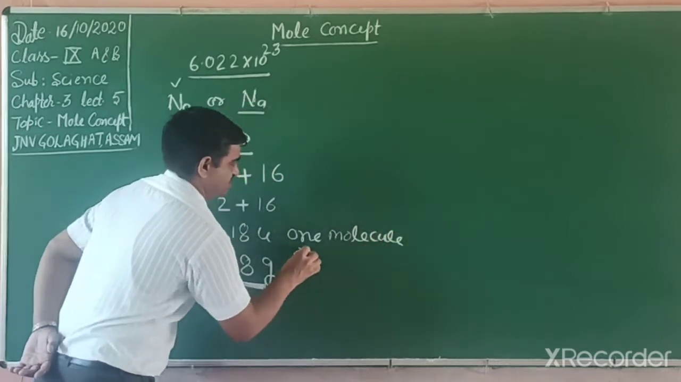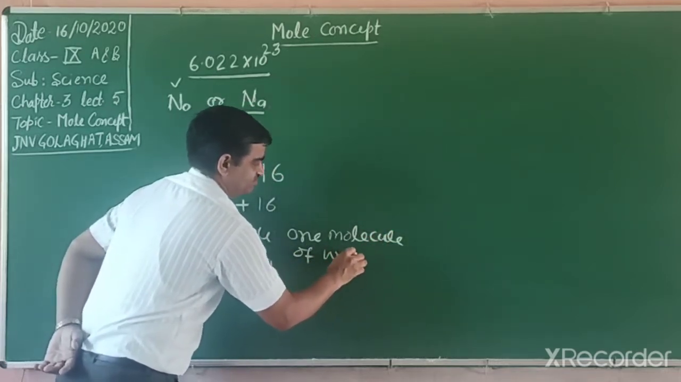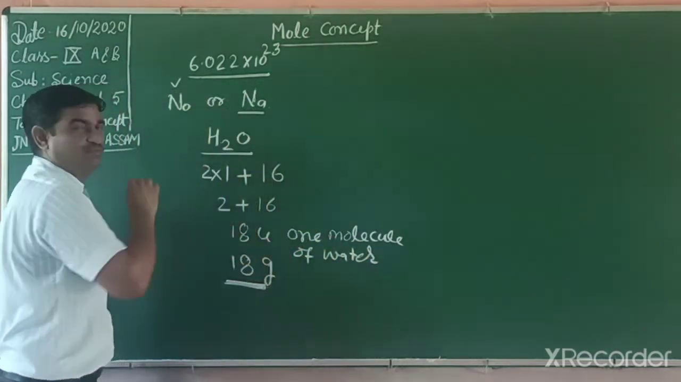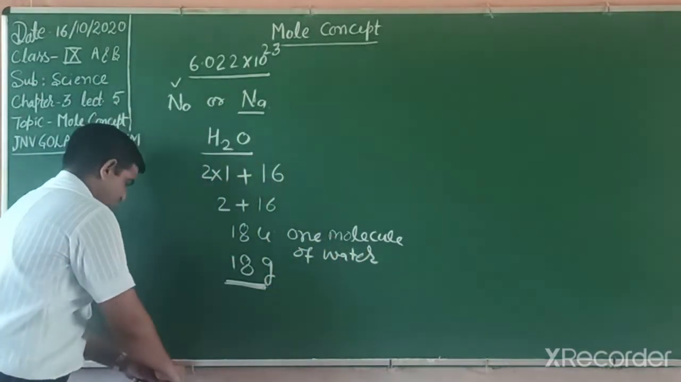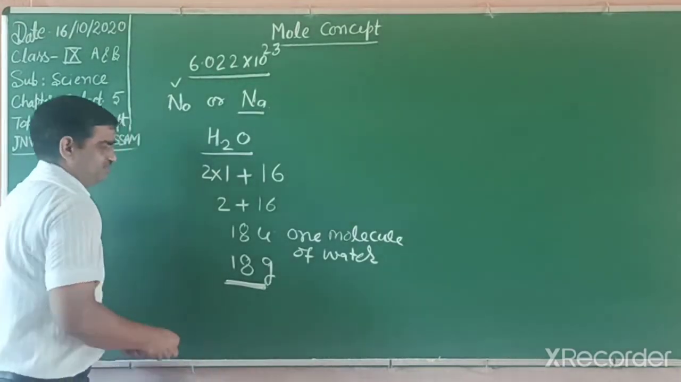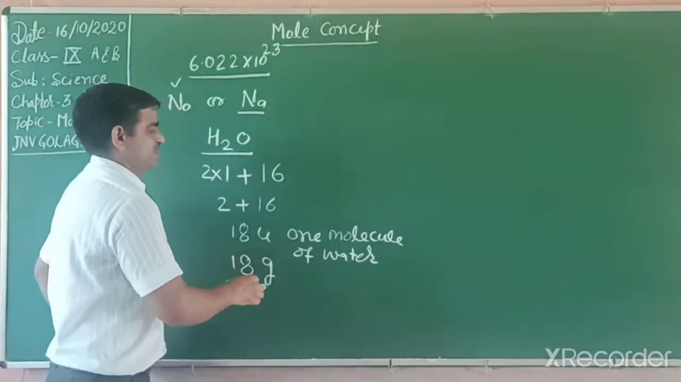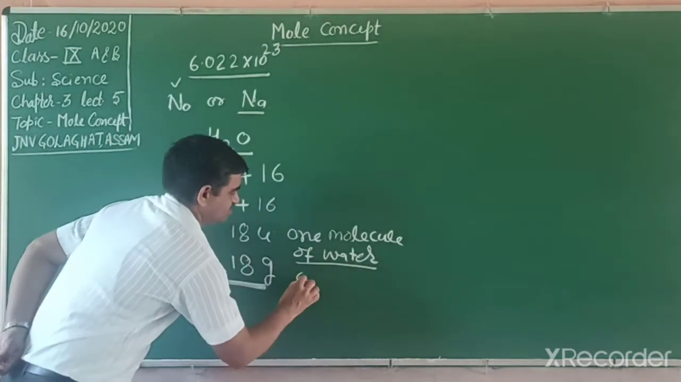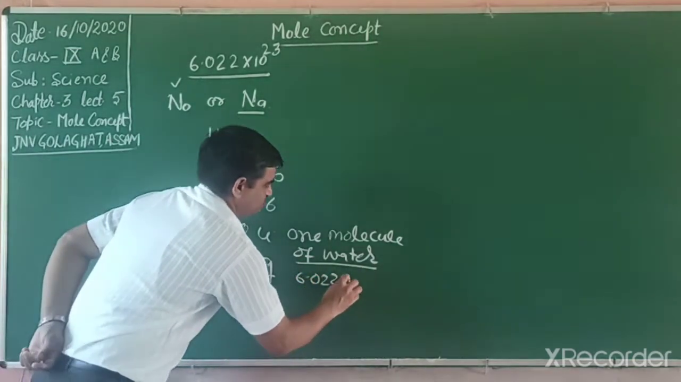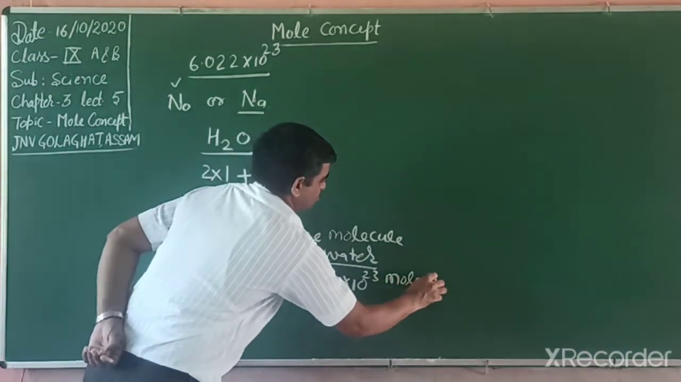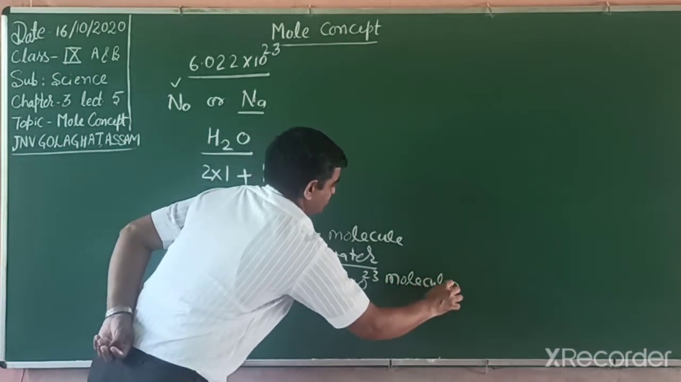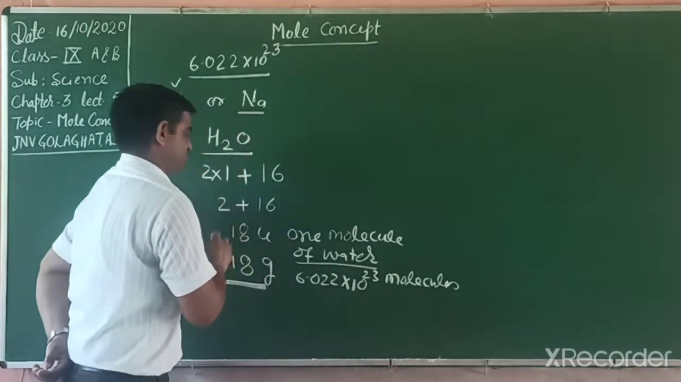1 molecule of water. But we have Avogadro number of molecules of water, then its mass is 18 gram. Students, there is only a single difference: in place of U, you write gram. That is, 6.022 × 10^23 molecules of water have a mass of 18 gram.